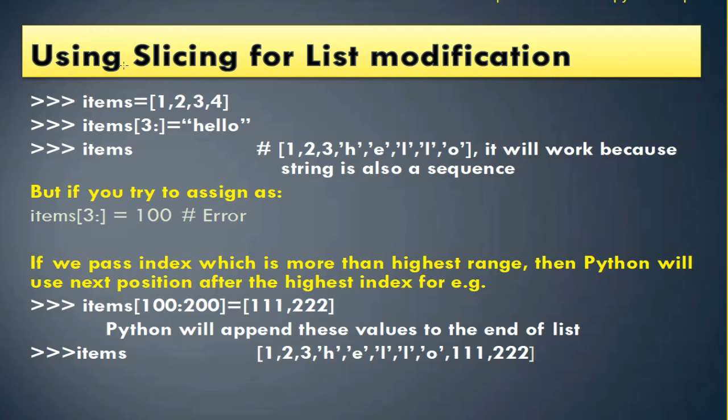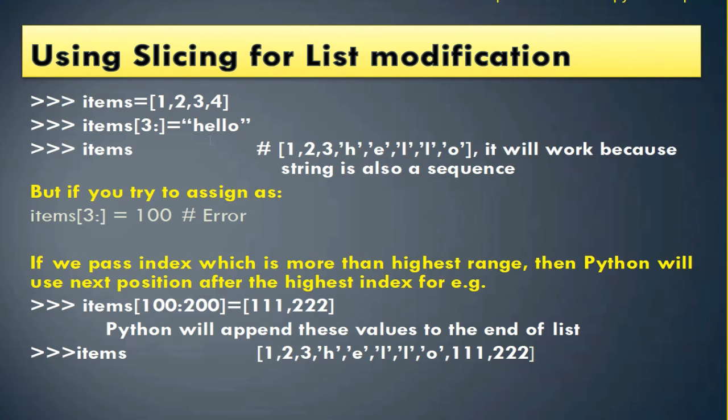See here, the items are mentioned as 1 2 3 4, and in items[3:] we assign "hello". So what happens here: when you print items, it shows 1 2 3 and then hello, and it will work because a string is also a sequence. This is also a sequence. From index 3 it will show, right? So 1 0 1 2, and from 2 it will show hello.